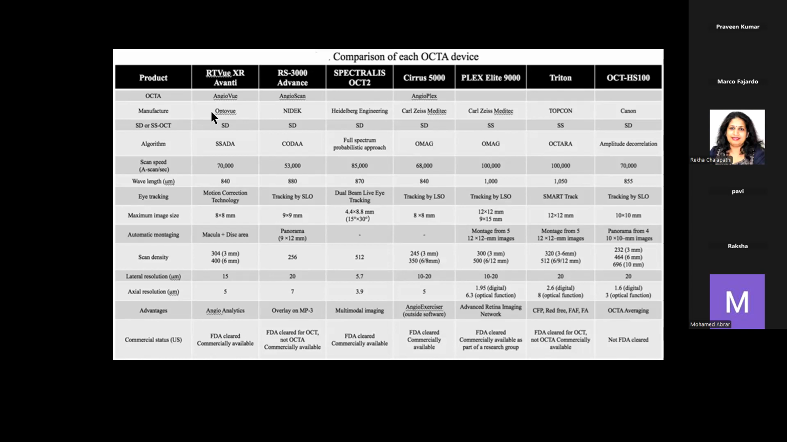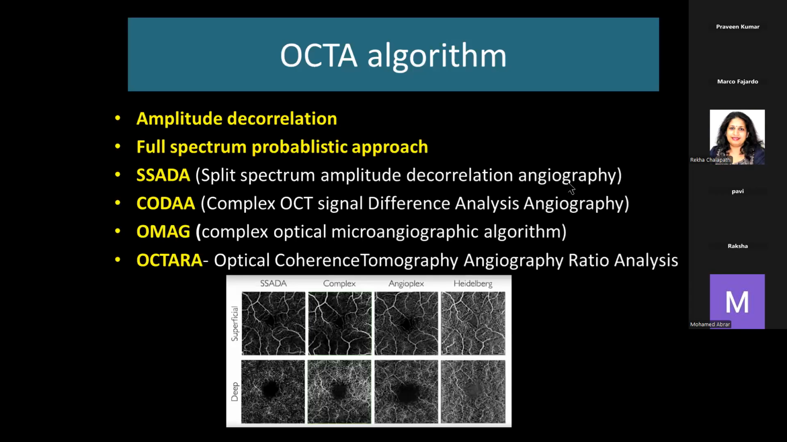Okay, I told you about the algorithms. The commonest algorithm we use is known as the split-spectrum amplitude decorrelation algorithm. Other algorithms which have been described are the differential analysis angiography and the micro-angiographic algorithm. See, these are the machines.